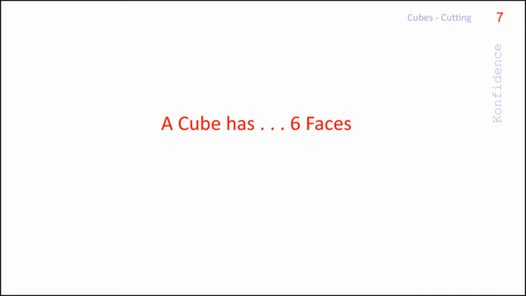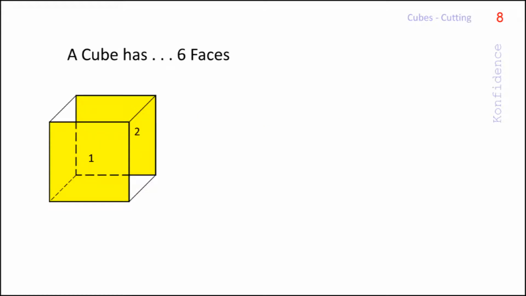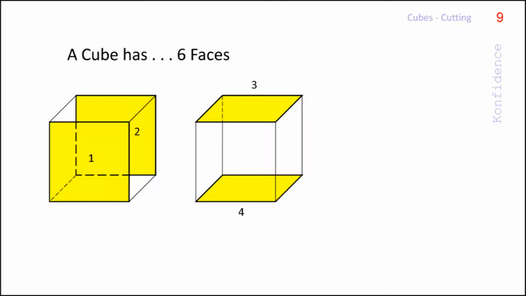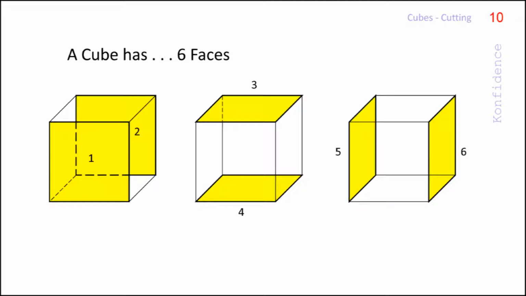A cube has 6 faces. Each of these 6 faces is a square. We have 3 pairs of parallel faces in a cube. In the figure, the front and back faces are indicated as 1 and 2. They are parallel. The faces indicated as 3 and 4 are the top and bottom faces. Those two are parallel. Faces 5 and 6 indicated in the diagram are the two side faces.